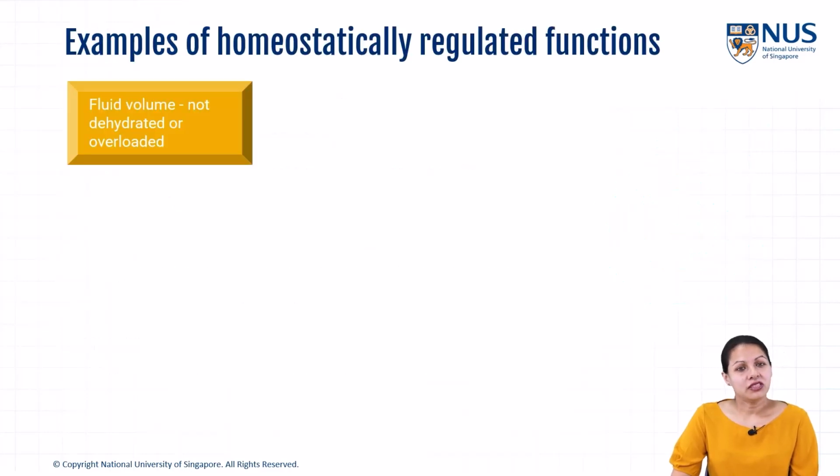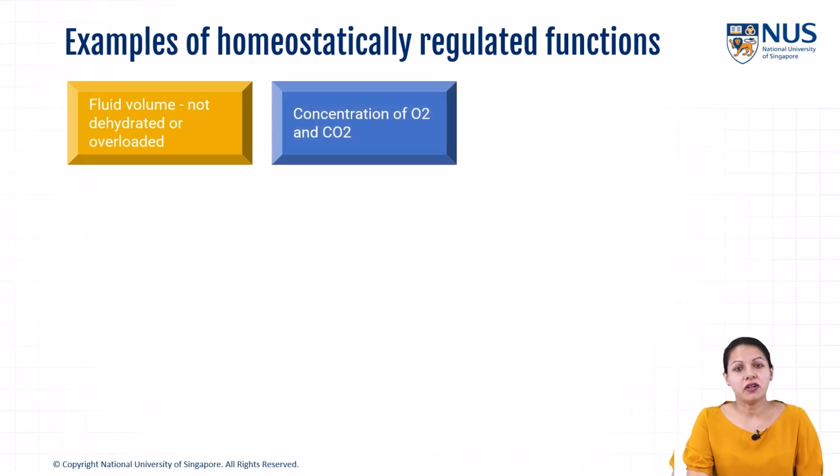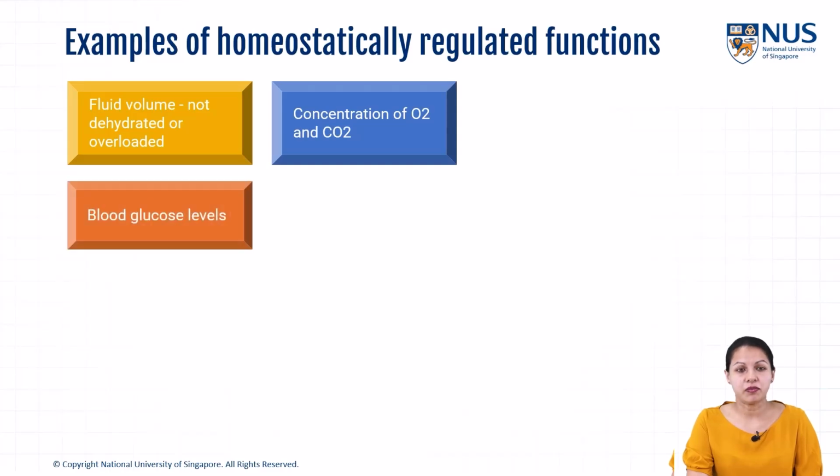what are homeostatically regulated functions in our body? There are many. Let me highlight some. Females have slightly lesser water content compared to males, which is around 55%. Our body fluid volume should be maintained at a constant level. Volume should not be too much, should not be too little. Elderly have lesser body water content compared to young adults.